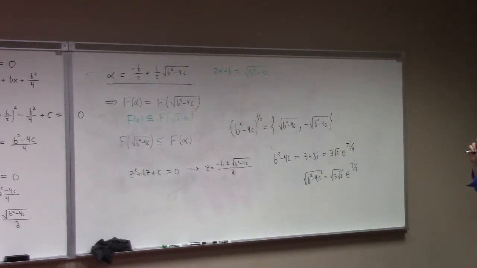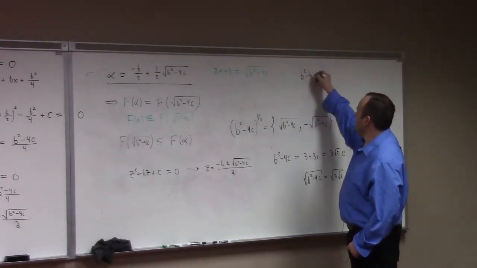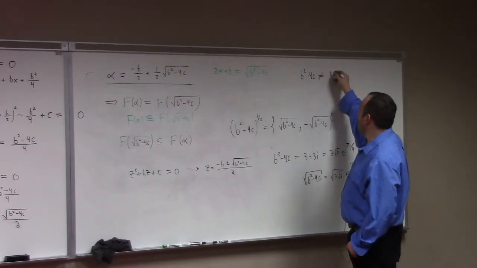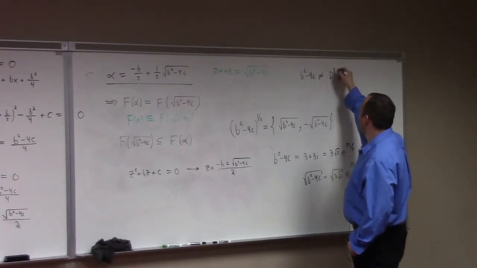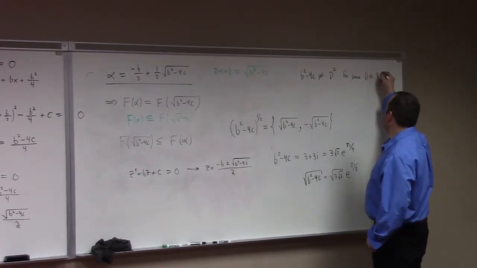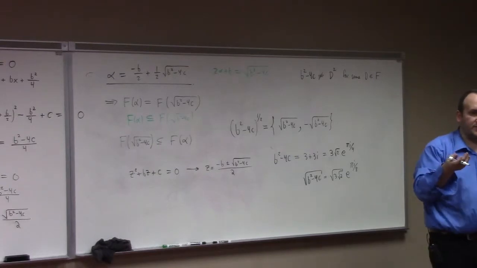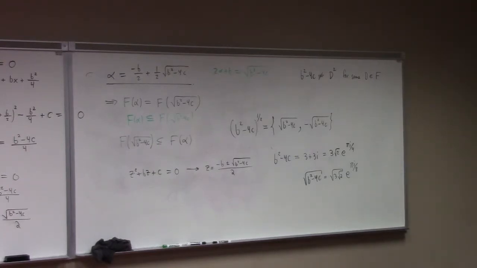So you said that b squared minus 4c has to be something that makes sense in the real numbers, it's not a square. Yeah, we need b squared minus 4c is not equal to d squared for some d in the field, right? What would happen if b squared minus 4c was equal to some d squared? What would that say?